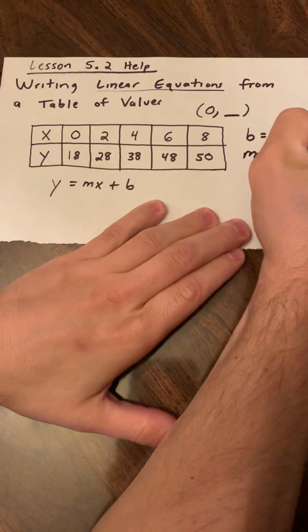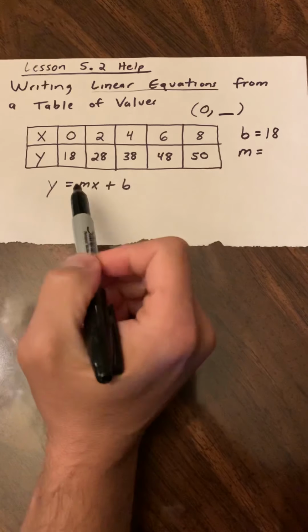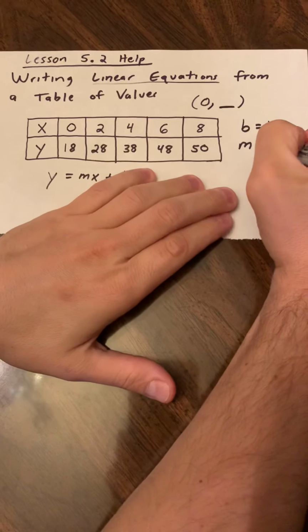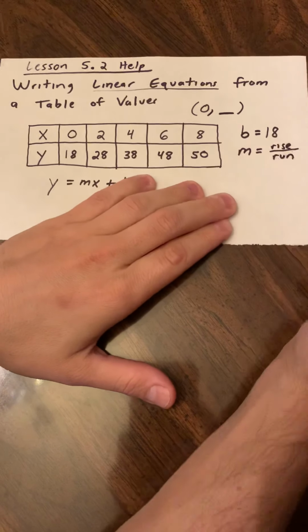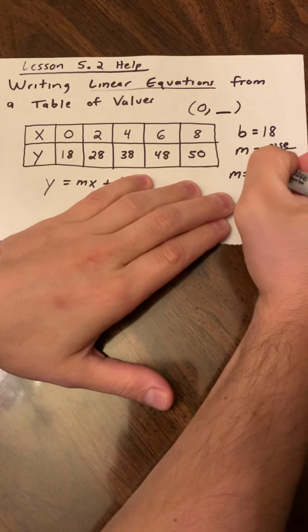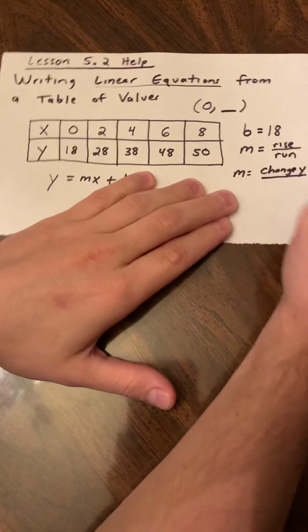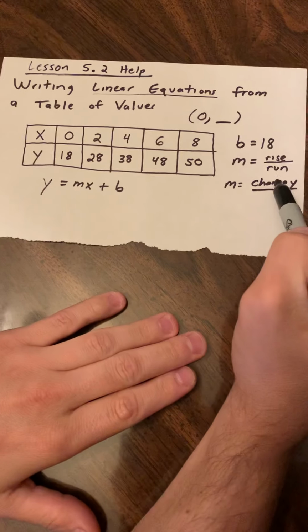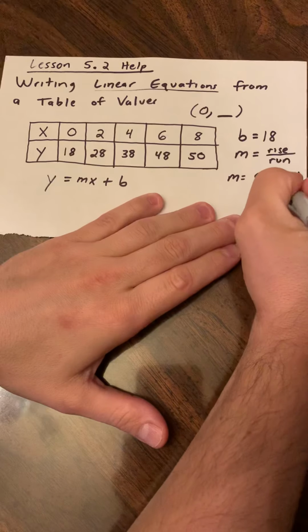So now all we've got to do is find our slope, and we're good. Slope, as always, is our rise divided by our run. Another way to think about that is, how much does y change by? It's our change in y. Another way of saying rise is change in y. Another way of saying run is how much the x value changes by each time.